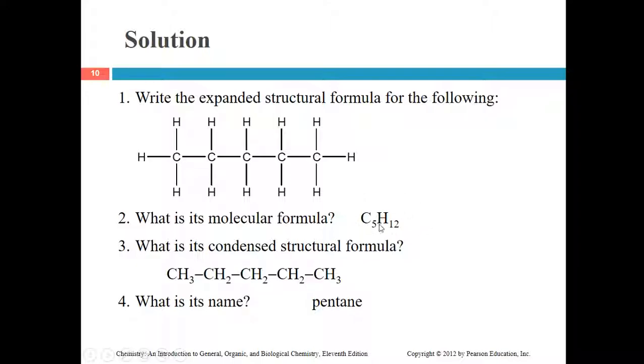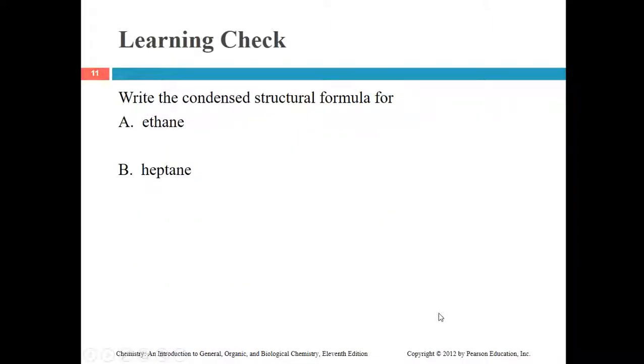So we know that that's not really how it's quite often written. It's quite often written in the condensed structural formula like this. So we have CH3, CH2, CH2, CH2, CH3. And its name is pentane, 5 carbons. So press pause and see if you can do the same thing for ethane and heptane.